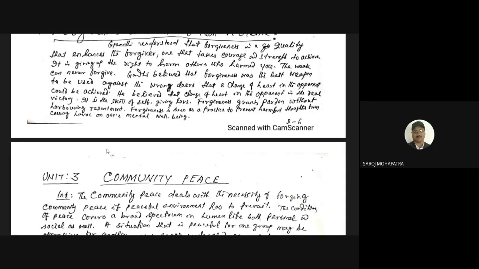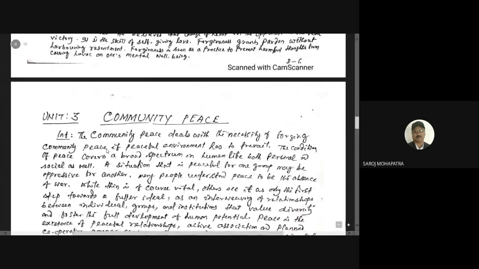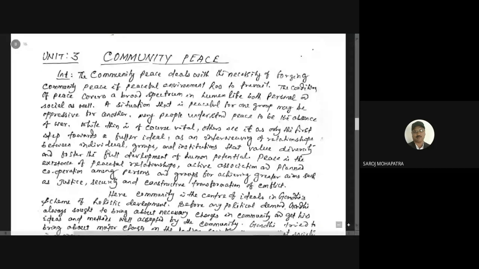It is also another important topic presented by Mahatma Gandhi in his Gandhian approach. In this community peace, what he wants to say is that it deals with the necessity of purging the community, and a peaceful environment has to prevail. The condition of peace covers a broad spectrum in human life, both personal and social as well.